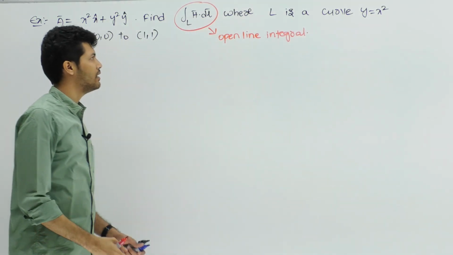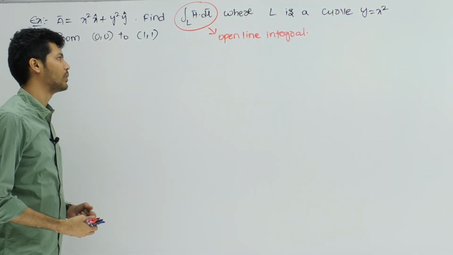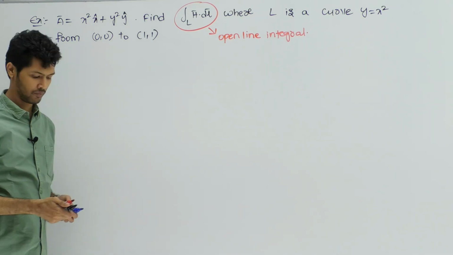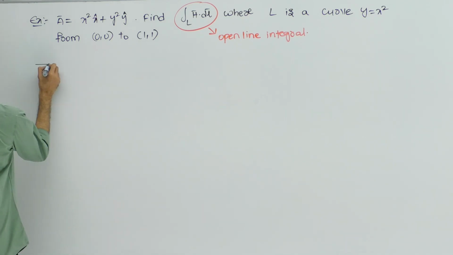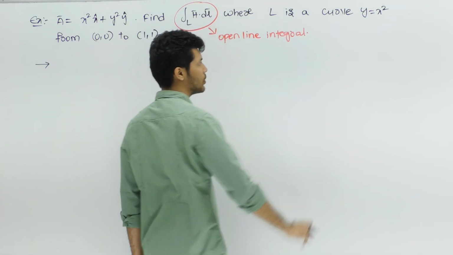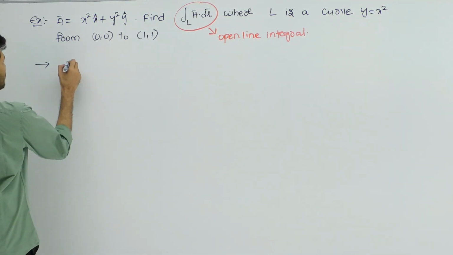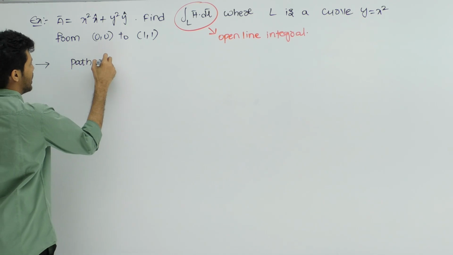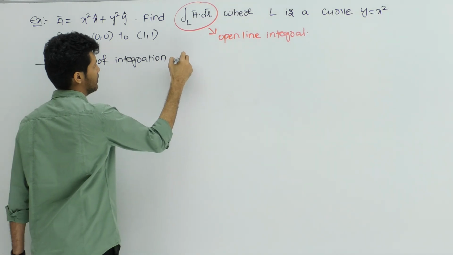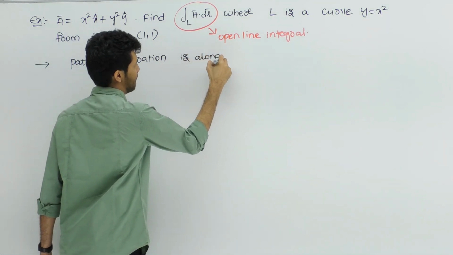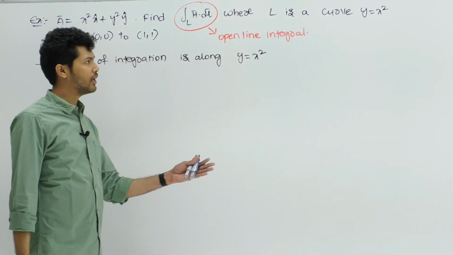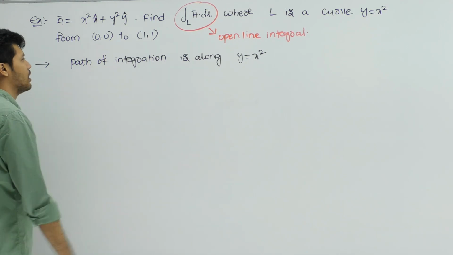The path L is defined by the curve y equal to x square, from where to where? From 0, 0 to 1, 1. So first of all, let us take the path. The path is along the curve which is y equal to x square, from 0, 0 to 1, 1.